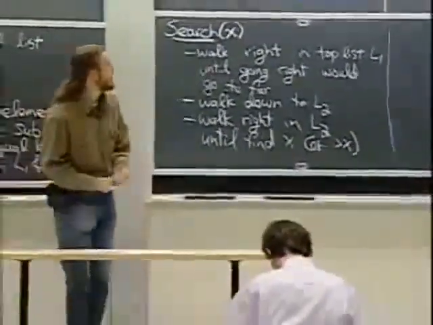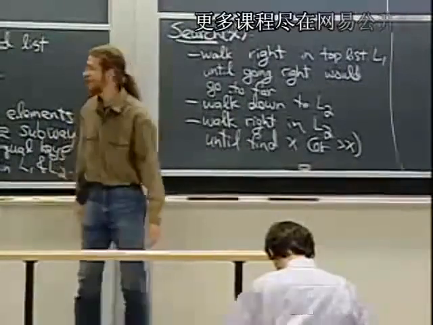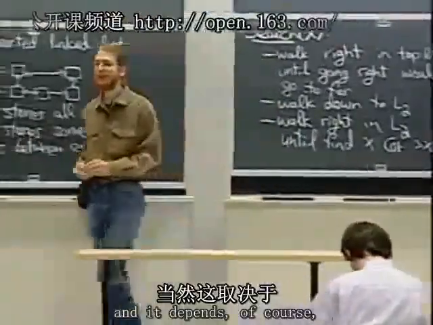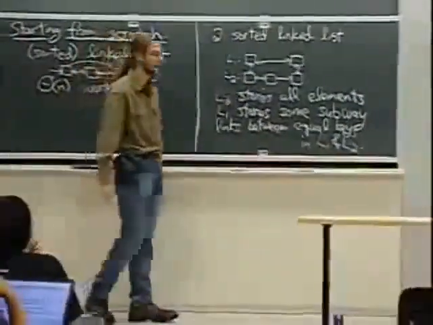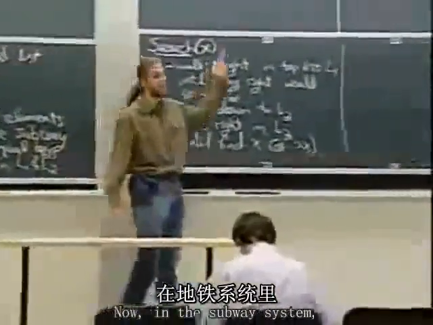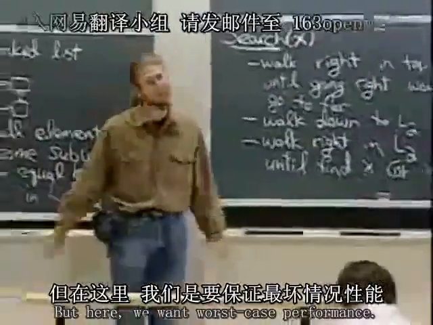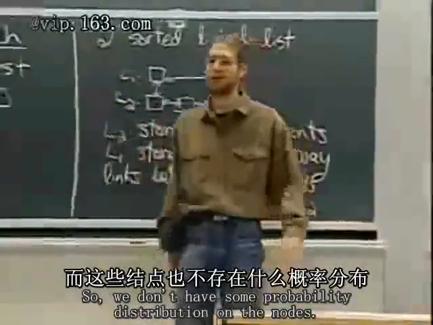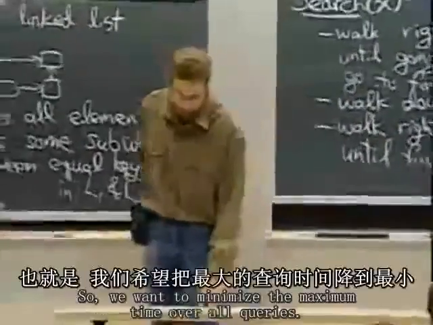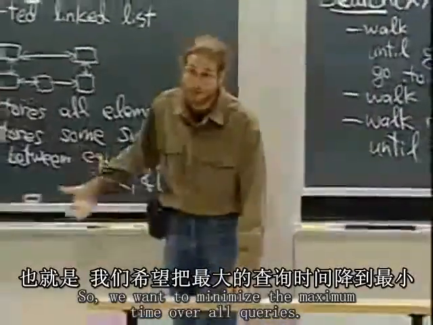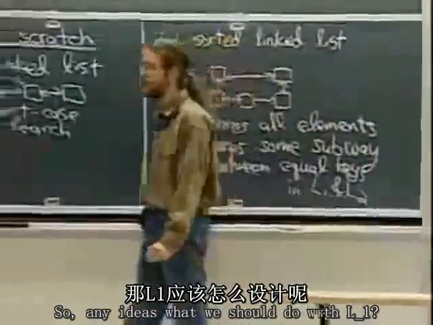Okay, but that's search. Pretty easy at this point. Now, what we haven't discussed is how fast this search algorithm is. And it depends, of course, which elements we're going to store in L1. Which subset of elements should go in L1? Now, in a subway system, you probably put all the popular stations in L1. But here we want worst case performance. So we don't have some probability distribution on the nodes. We just like every node to be accessed as quickly as possible, uniformly. So we want to minimize the maximum time over all queries. So any ideas on what we should do with L1?